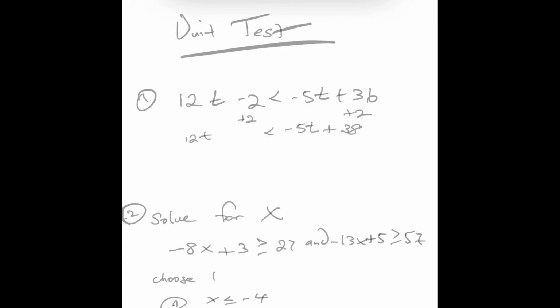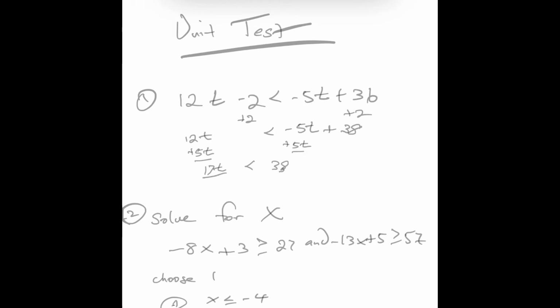And then I'm going to add 5t onto this side. You just have to remember that the only time you switch the signs is when you divide or multiply by a negative, not when you're just adding or subtracting negatives or anything else. So this is 17t is less than 38. Nothing's changing in the inequality sign.